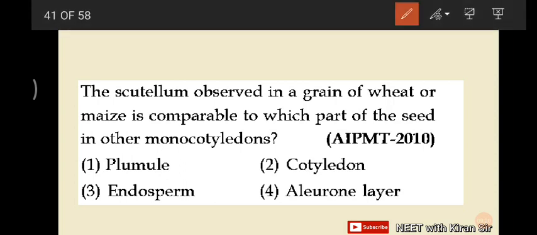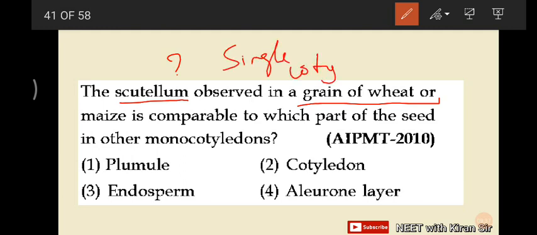Okay, then a scutellum is observed in a grain of wheat, maize. It is comparable to which part of the seed in a monocotyledon? What is scutellum? Scutellum is nothing but a single cotyledon. The single cotyledon present in a monocot seed is called the scutellum, so it represents the cotyledonary structure.